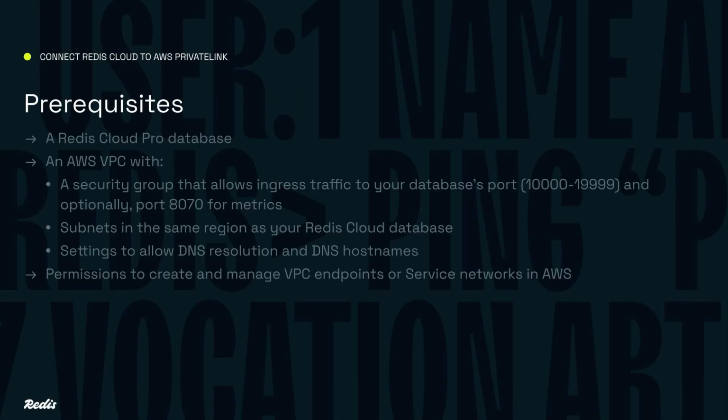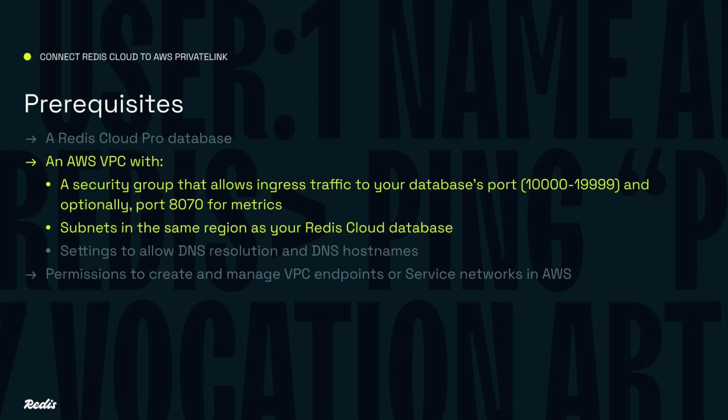To follow along, make sure you have the following prerequisites: a Redis Cloud Pro database, an AWS VPC with a security group that allows ingress traffic to ports used by your databases. Redis Cloud will provision databases on ports ranging from 10,000 to 19,999. You can also allow traffic on port 8070 for metrics.